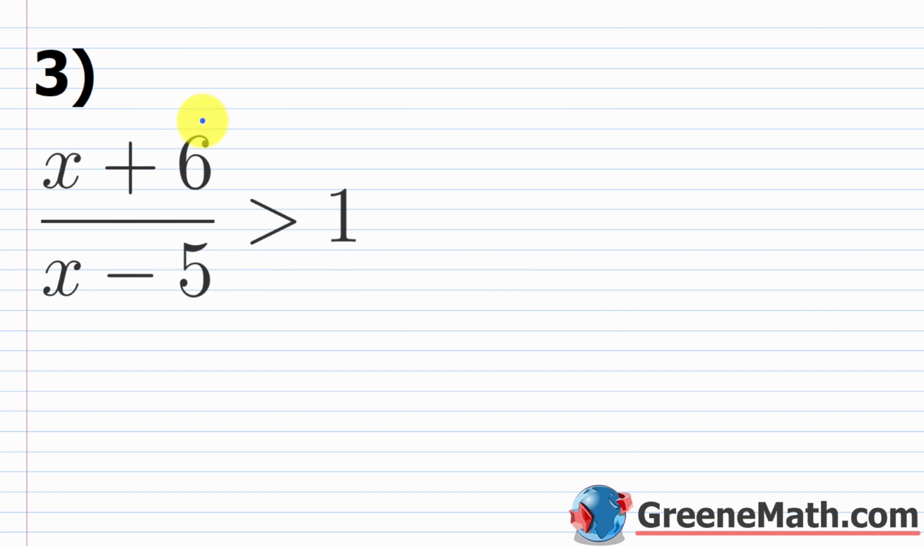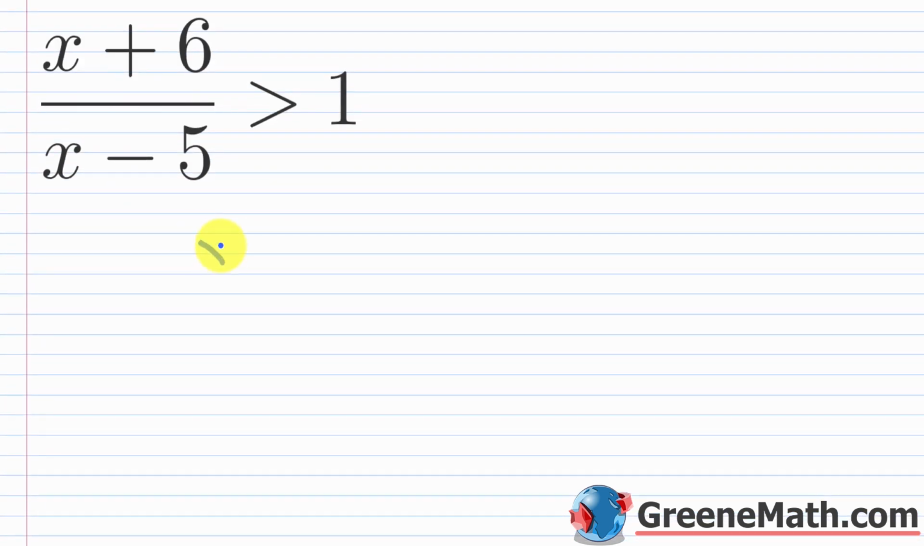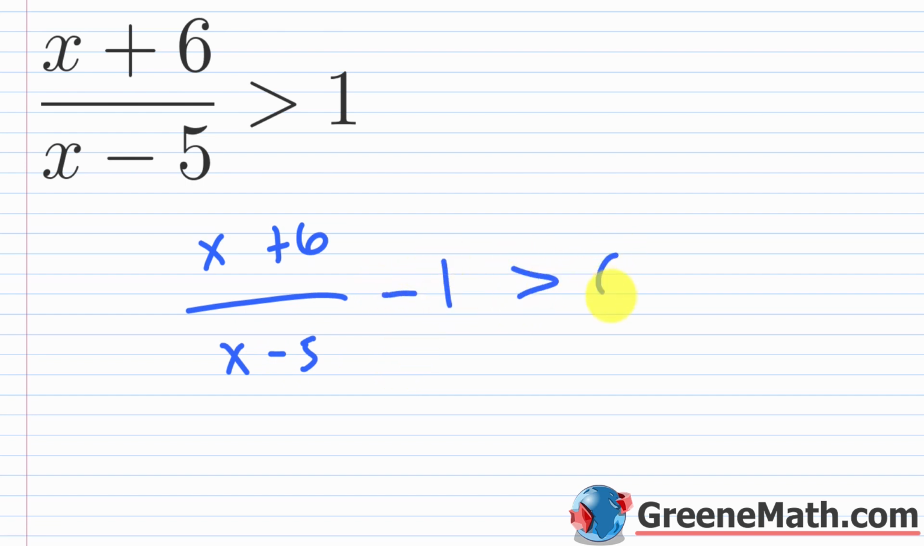So we have x plus 6 over x minus 5, and this is greater than 1. So let's write x plus 6 over x minus 5. I'm going to subtract 1 away from each side of the inequality, so you'd have minus 1 over here. And now this is greater than 0.